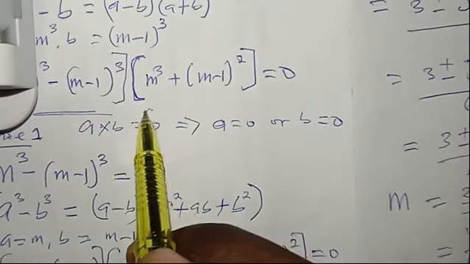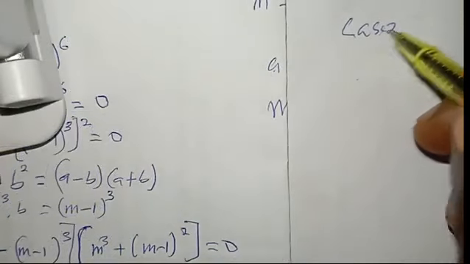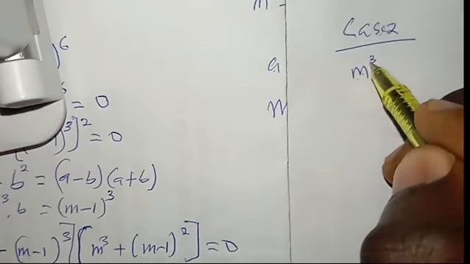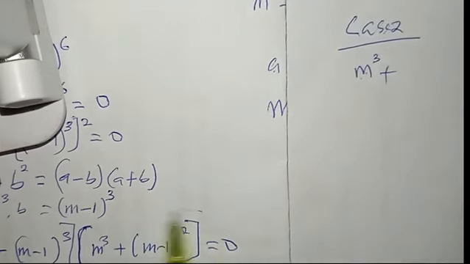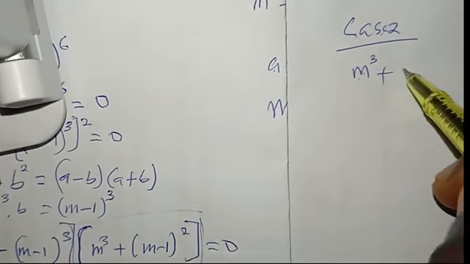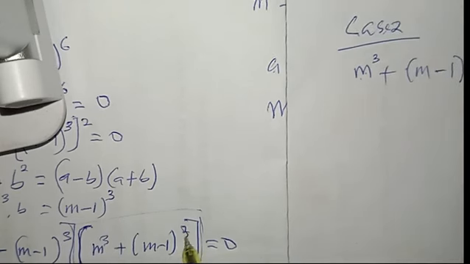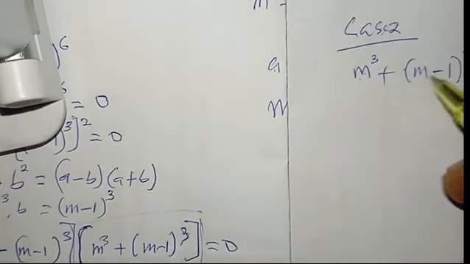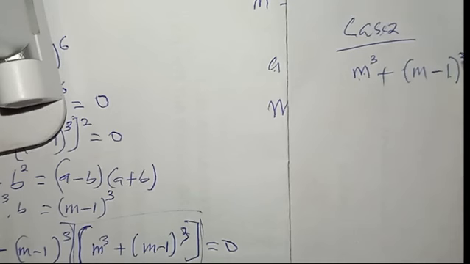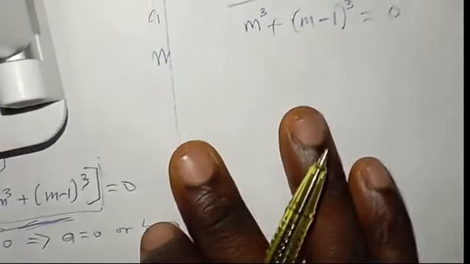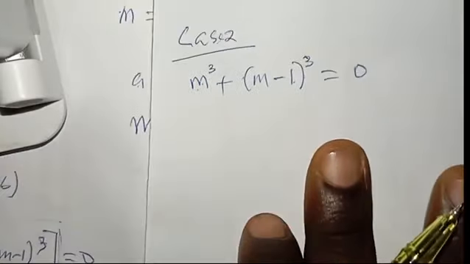So we're going to be continuing with this case. We have case 2 here, and it is for m cubed plus, this is what I'm picking right here, m cubed plus (m minus 1) squared. So this is cubed, this is cubed: m cubed plus (m minus 1) raised to the power 3 is equal to 0. Now we're going to continue solving here, and then we'll find all the values of m that satisfy the equation we are solving.